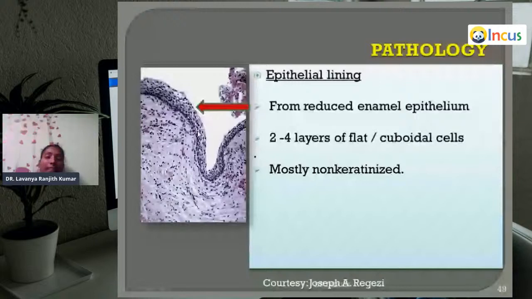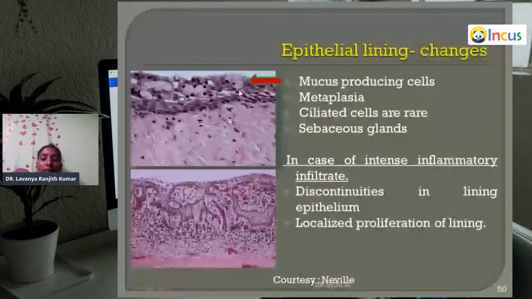And what changes will take place in this epithelial lining? Sometimes, because of metaplasia, mucus producing cells will be there, some ciliated cells also, though very rare, and sebaceous cells will be there.